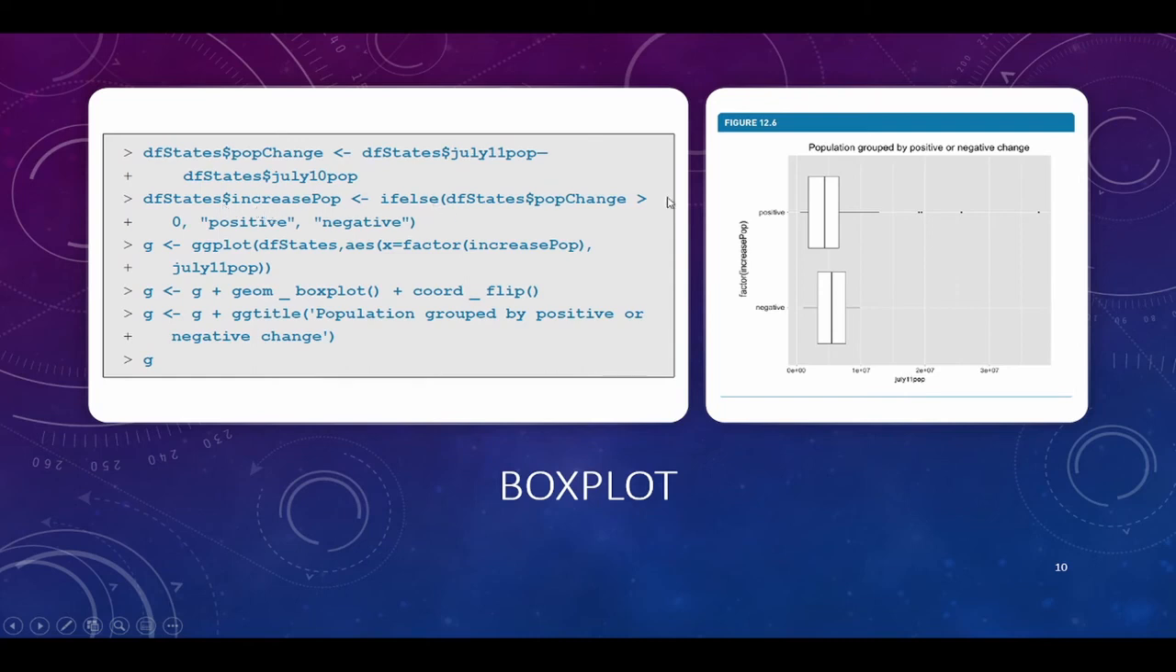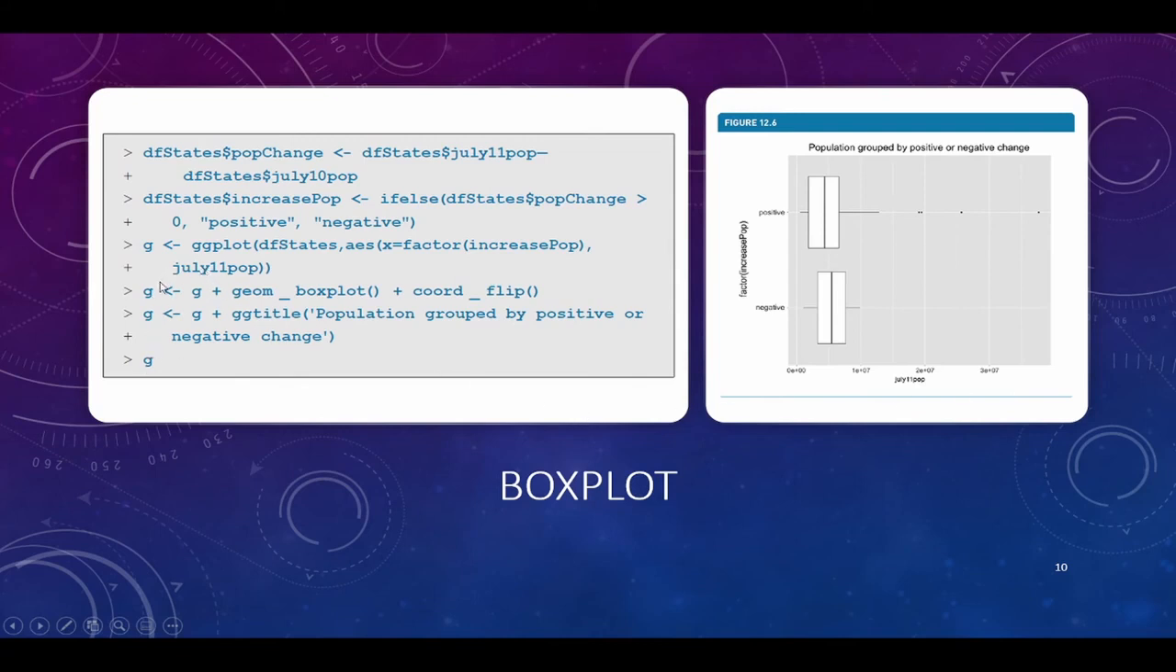The second line here populates that column with either a positive or a negative. So if DF states increase population, ifelse, if the population change is 0, make it positive, otherwise make it negative. That's all those two are doing. What we're really concentrating on are these ones down here. So here we did the ggplot, we send it the data frame. Here we're going to have increased population against that other column. So here's our factor on the vertical and our other column on the horizontal.